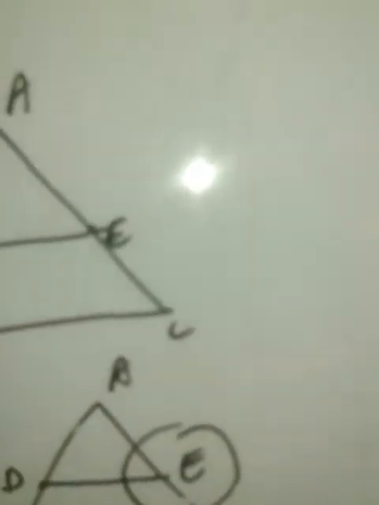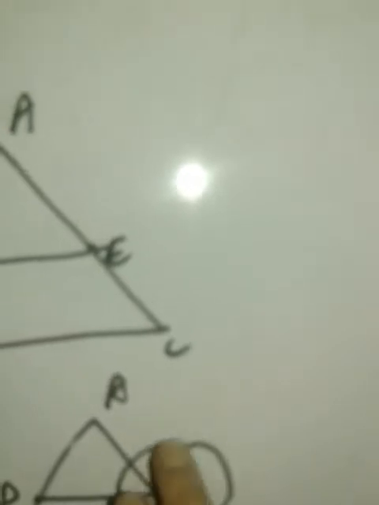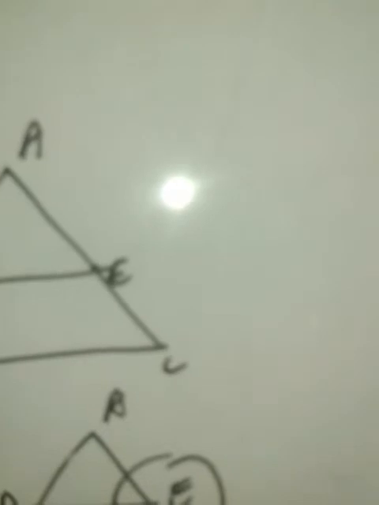In class 9th, we proved this in another way. At that time we learned that kind of proof, but here we have to use the Thales theorem to prove this. So let's prove it. We have to prove that E is the midpoint of AC.